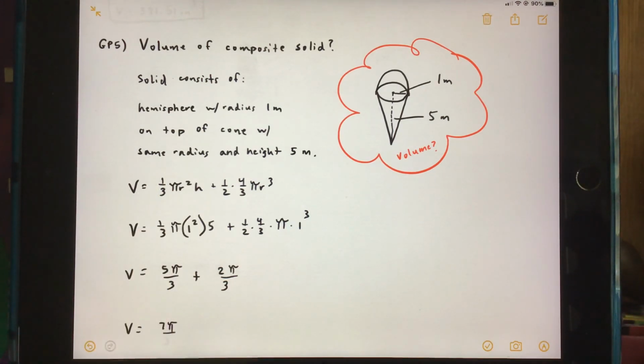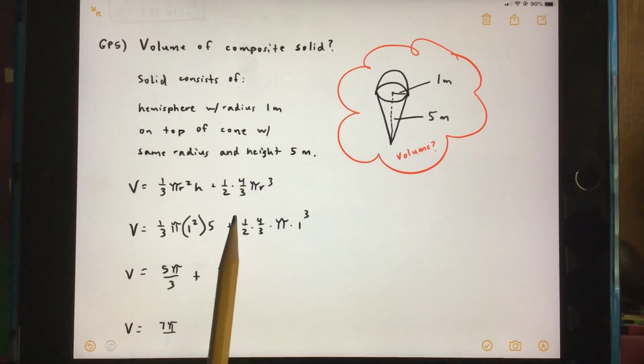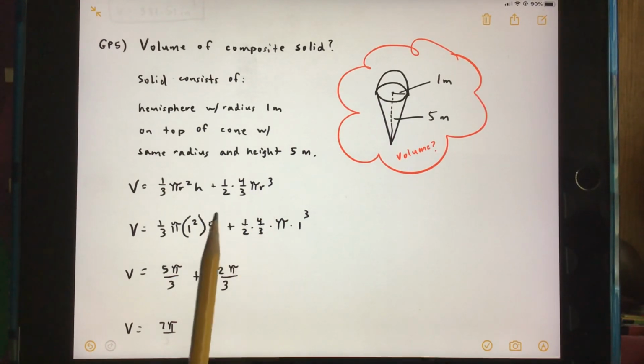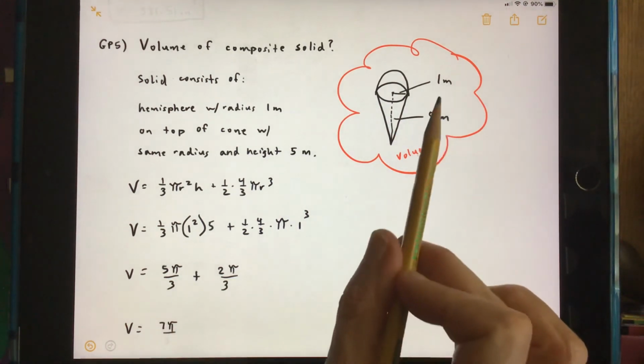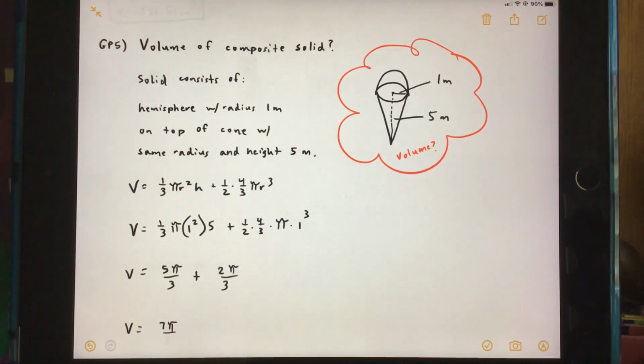And then for the hemisphere, I'm going to need half of a sphere. Well, a sphere's formula for volume is 4/3 pi r cubed, but I need half of that. That's where the 1/2 comes from. All right, let's go ahead and plug our numbers in. Every time I see r in my formula, I'm going to put in 1. Every time I see h in my formula, I'm going to put in 5. So volume is 1/3 times pi times 1 for my r squared times 5 for my h, plus 1/2 times 4/3 times pi times 1 for my radius.